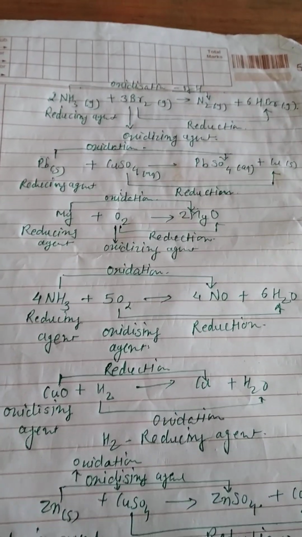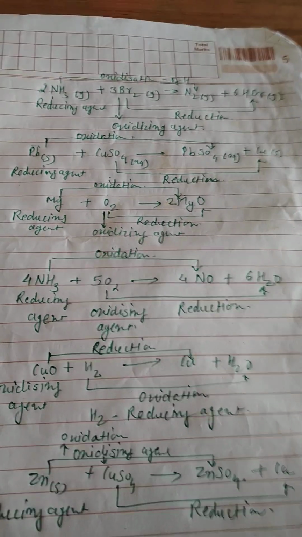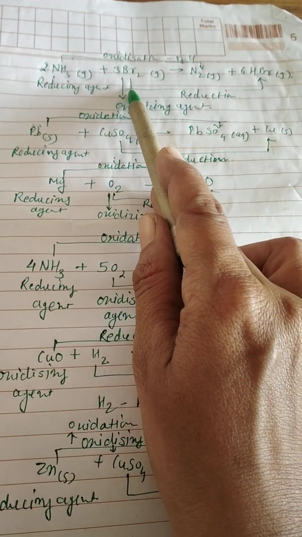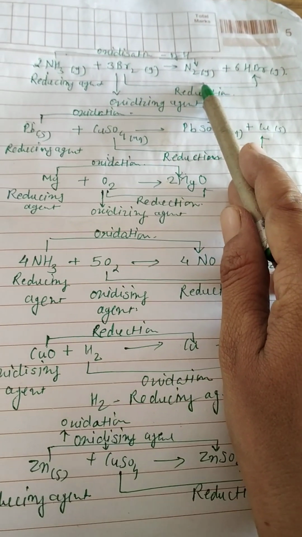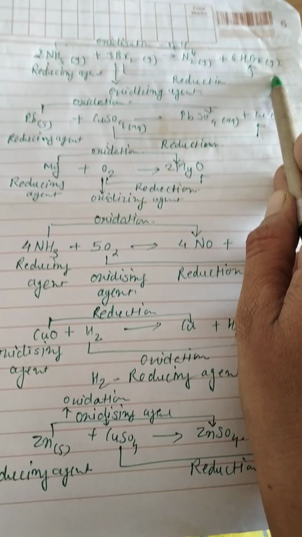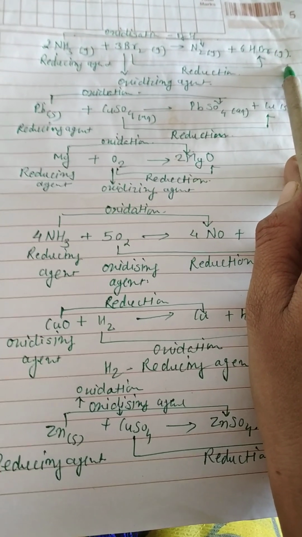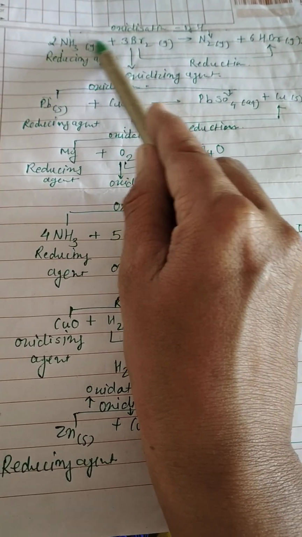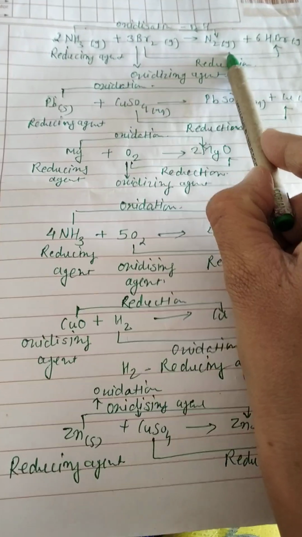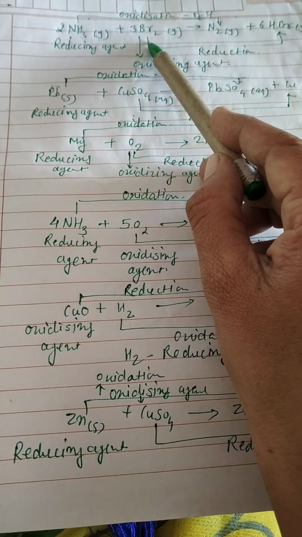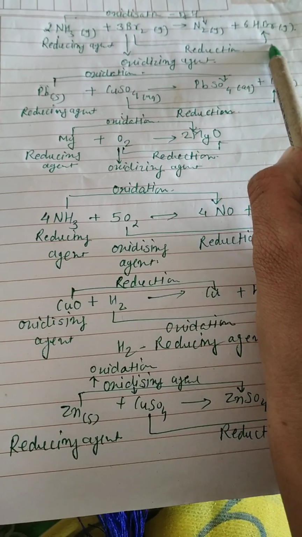It's very simple, students. As you can see here, the first one is given as 2NH3 plus 3Br2. It gives N2 plus 6HBr. This is a general reaction happening here. But now you have to identify which is the oxidation one. Here I have already written that NH3 undergoes oxidation to N2 in gaseous form. Opposite to that, Br2 undergoes reduction to give HBr.